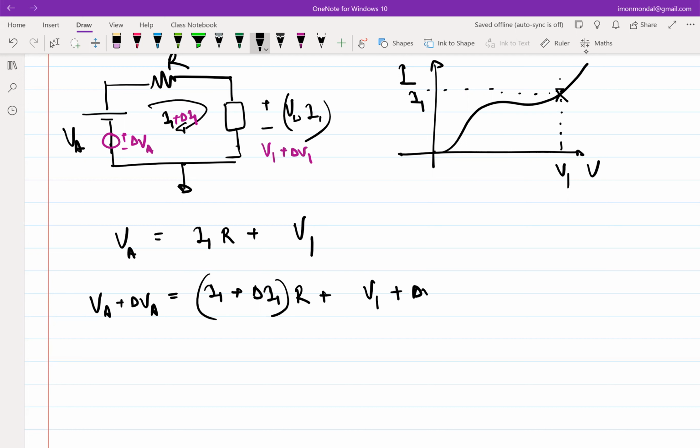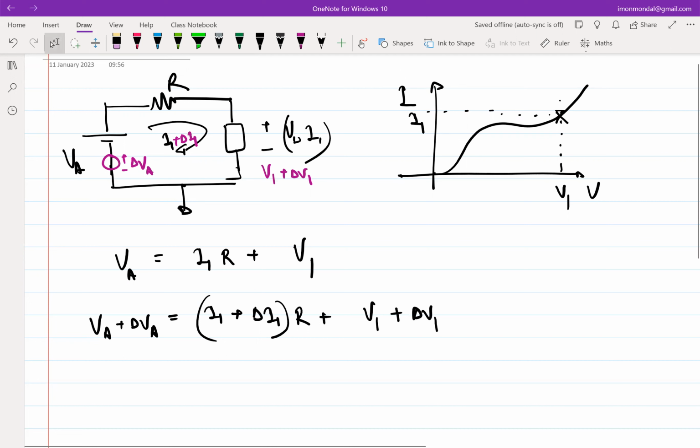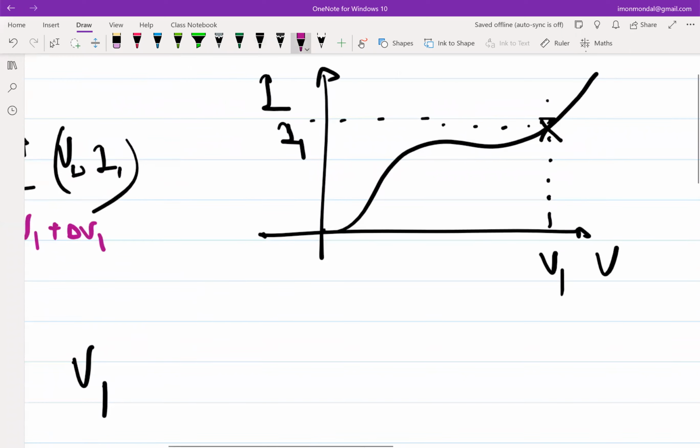Now, what is delta V1? How can I make my life easy? If I want to express delta V1 in terms of delta I1, again I'll take you back to this plot. When I say I am taking delta V1, what am I saying? In the IV characteristics plot, V is the dependent variable and I is the independent variable, right?